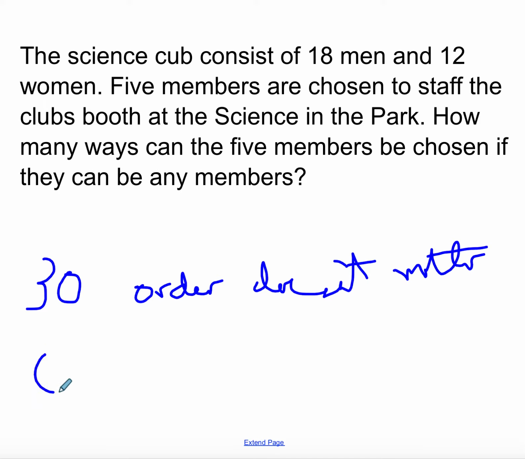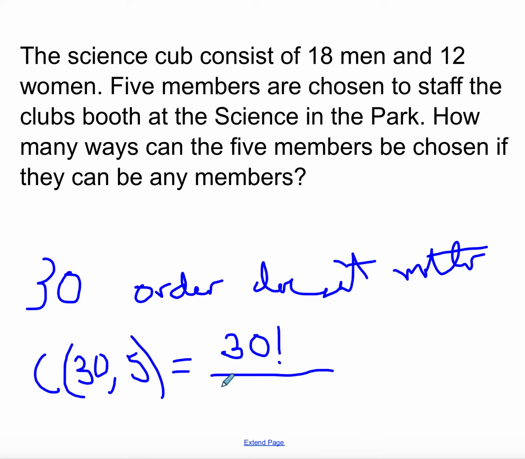And so we have a combination of taking 30 people and choosing 5 of them. So the formula is n factorial, where n is the big number, it's 30. So n factorial over n minus r, so 30 minus 5, factorial, times r factorial, so times 5 factorial.